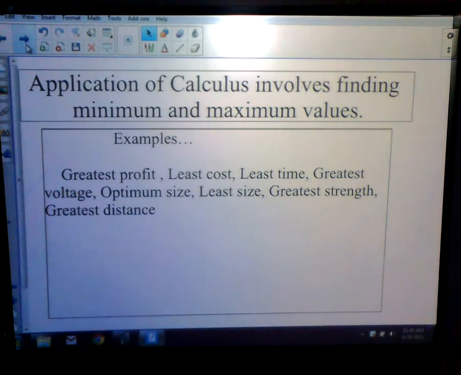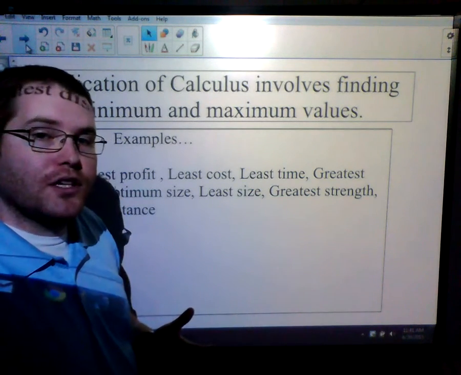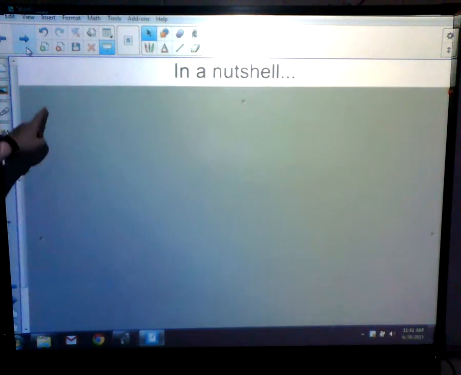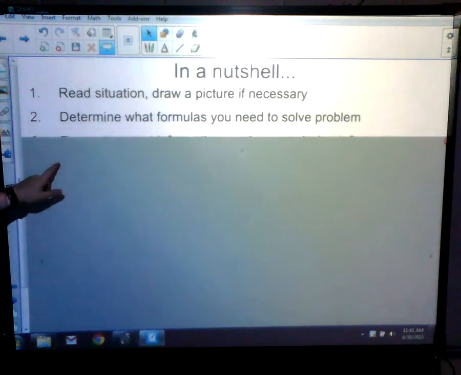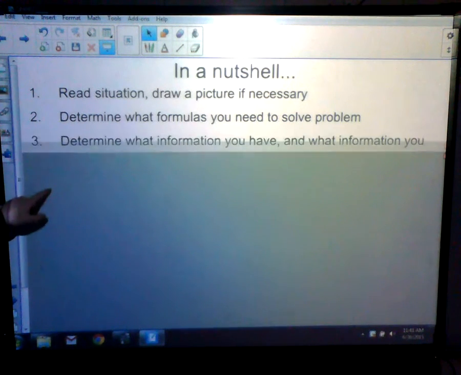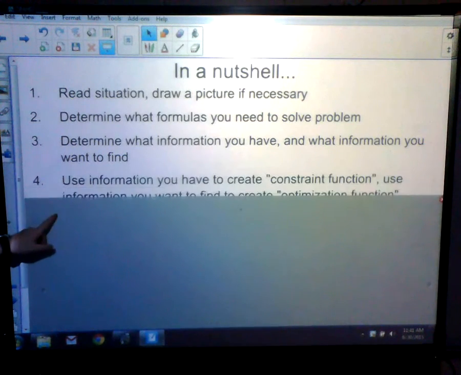This is applications in real life, things that I'm going to use calculus for to find the greatest or the least of something. And remember, the big concept here is that maximums and minimums occur when the derivative is 0. So what are we going to do? We're going to read the situation and draw a picture. We're going to determine what formulas we need to solve the problem. And if I have to look them up, I'm going to look them up. Figure out what I have and what I want to find.